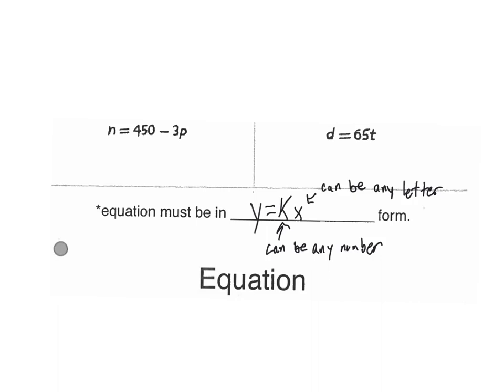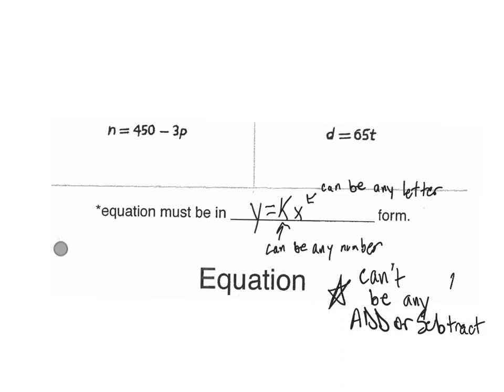So we have to remember that there cannot be any addition or subtraction. So there can't be any add or subtract. Now this is very important, so I'm going to put a little star right by it so we remember that it cannot be any addition or subtraction in the equation at all.